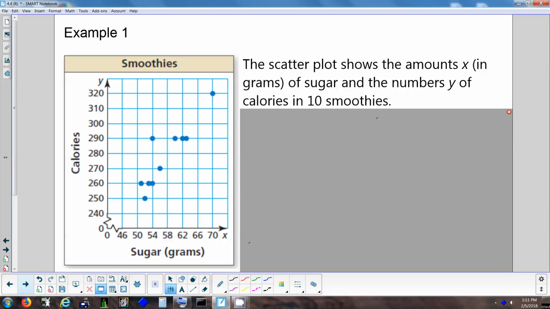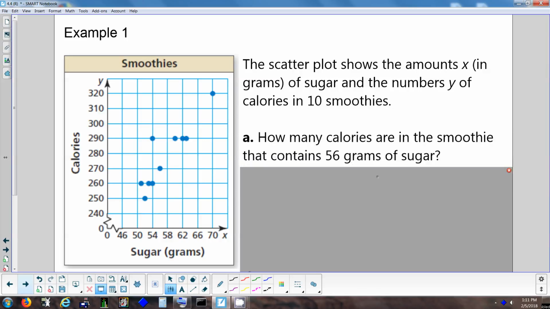Okay, so let's look at this picture and let's see if we can answer some questions about it. It says the scatter plot shows the amounts of sugar, that's the x-axis, and the amount of calories if you put in that much sugar, that's the y-axis. Now, they draw these little symbols here. Does anybody know what that thing means that I just circled?